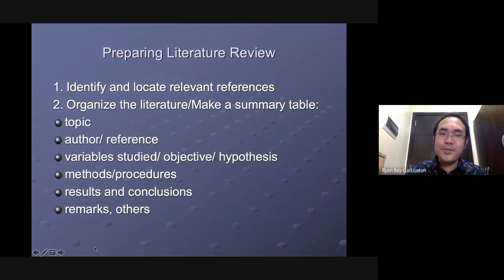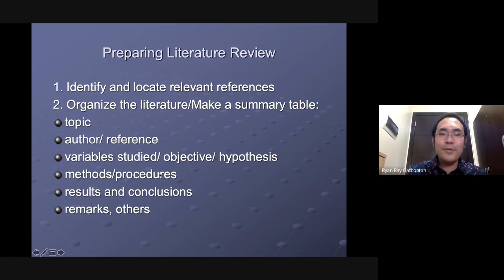Now, here are some tips when you write your literature review. First is to identify and locate your relevant references. No? Easy, because you need to identify which one is relevant, which one is not. Okay? You can use keywords. When you search for references online, okay, you can use keywords. For example, ang topic ninyo ay job satisfaction ng nurses, type nyo ang keyword na nurse job satisfaction. So the search engine will give you possible results that might be relevant for you.